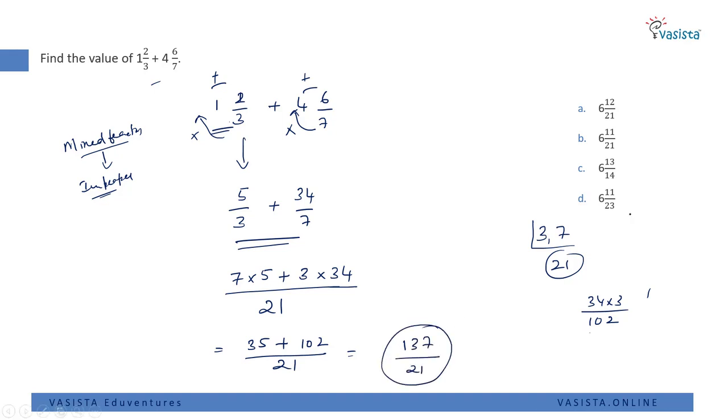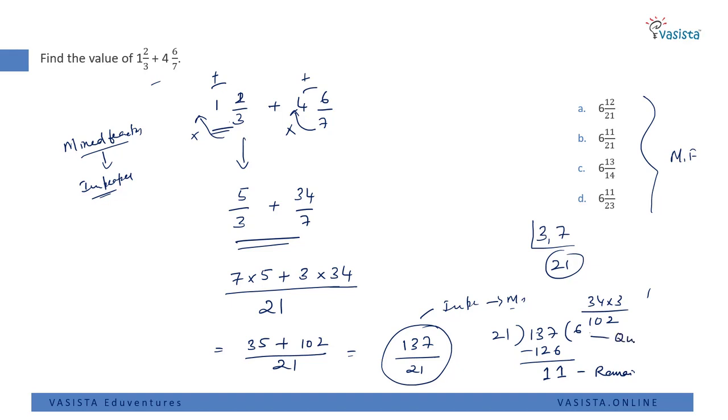This is the answer. But they have given the options in terms of what? Mixed fractions, right? Now we need to convert the improper fraction to a mixed fraction. How are you going to do it? It's very simple. Let us divide 137 by 21. 21 sixes: 6 ones are 6, 6 twos are 12, 126. Now subtract here. 7 minus 6 is 1, 3 minus 2 is 1. 11 is going to be the remainder. 6 is the quotient and 21 is the divisor.